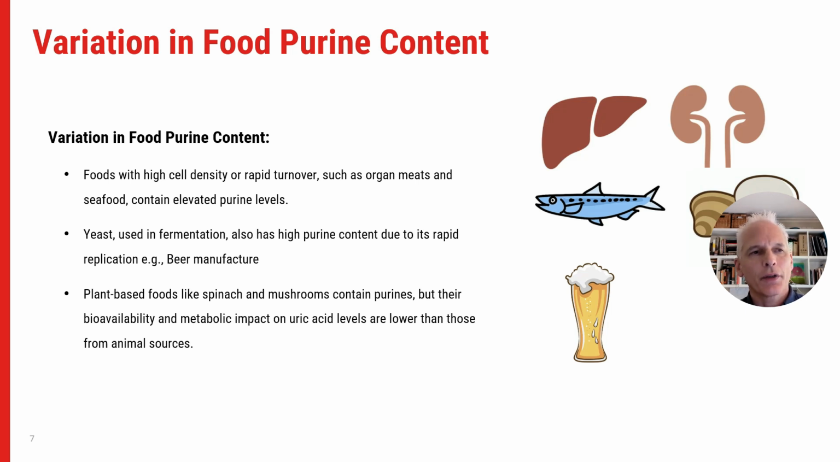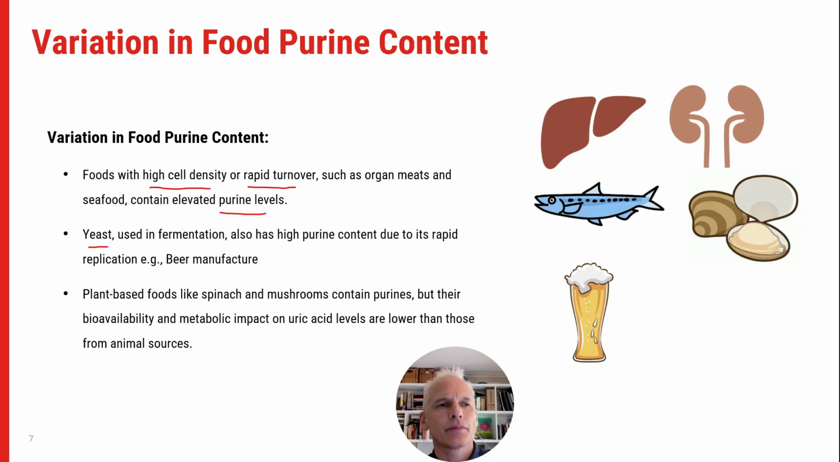So we've alluded to the fact that different tissues or different foods have higher amounts of purines in them. Foods with high cell density or rapid turnover, such as organ meats and seafood, contain elevated purine levels. Yeast used in fermentation also has a high purine content due to its rapid replication, so this is obviously used in beer manufacture. Plant-based foods like spinach and mushrooms do contain purines, but their bioavailability and metabolic impact on uric acid levels are lower than those from animal sources.